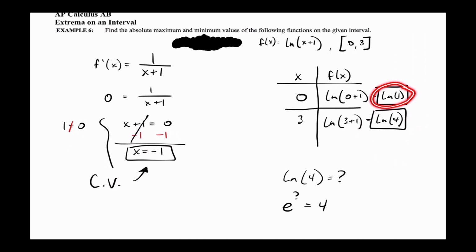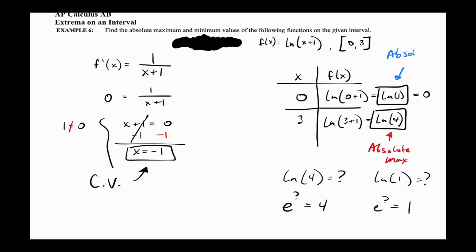This guy over here, the natural log of 1, what is that equal to? Well, that's like saying e to what power equals 1? That's equal to 0, right? That one's 0. So this guy is between 1 and 2. This guy is 0. So, yep, the bottom is going to be the absolute max. And the top is the min.